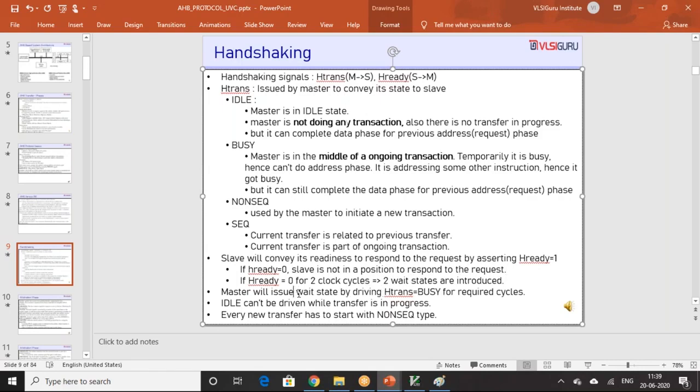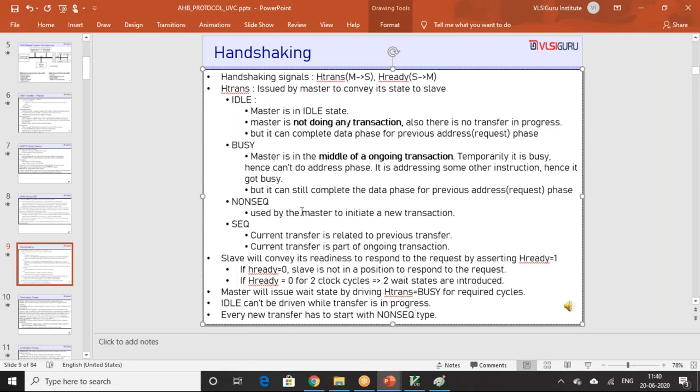Master will issue wait states by driving H trans equal to busy for the required cycles. Let's say if you want to introduce wait states from master, you keep busy. If you want to introduce wait states from slave, you keep h_ready equal to 0. Idle can't be driven while a transfer is in progress. Every new transfer has to start with non-sequential type. So some basic guidelines are there. If there is an ongoing transfer, you cannot drive h_trans equal to idle in between. You can only drive busy in between. Every new transfer has to start with non-sequential type.